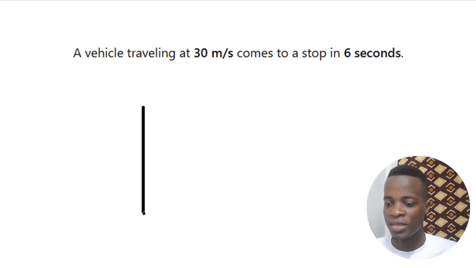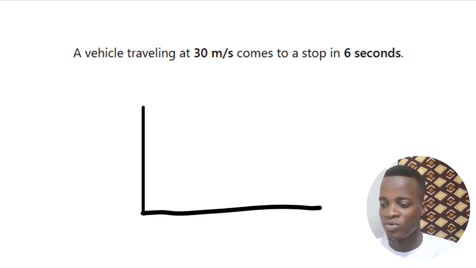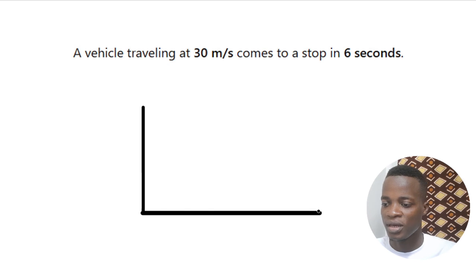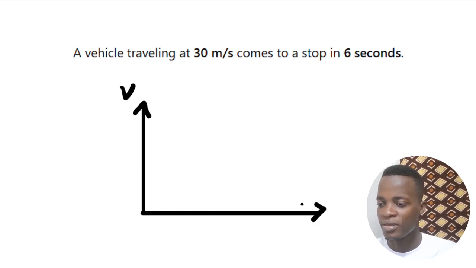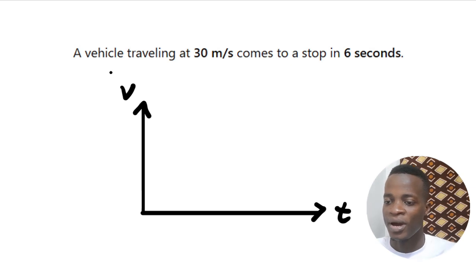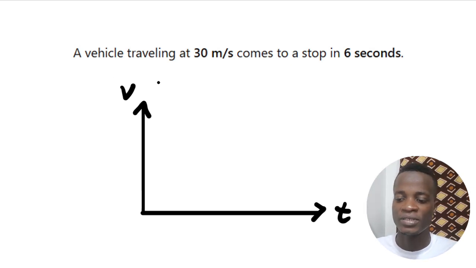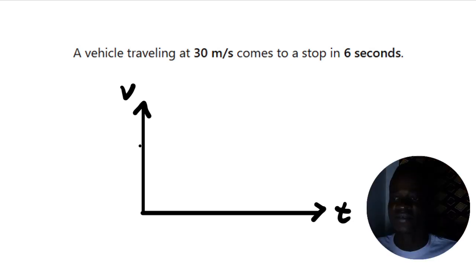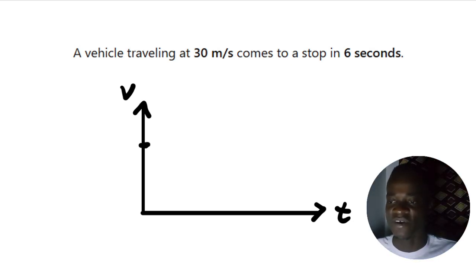So let me put this one here, then draw another line for you. So I have V and I have T again. But a vehicle traveling at 30 meters per second. This one is not starting from rest, but it is starting from a velocity. It says traveling at 30 meters per second, which is the very first question. So we are having 30 here, right?